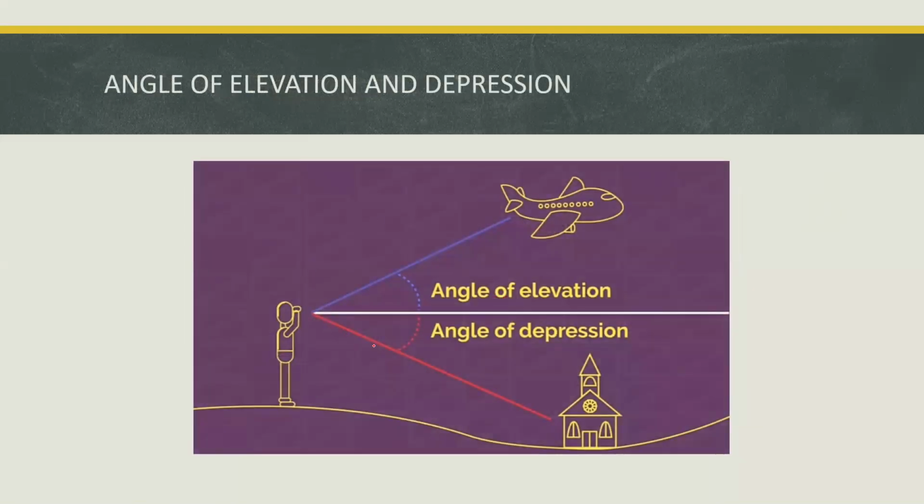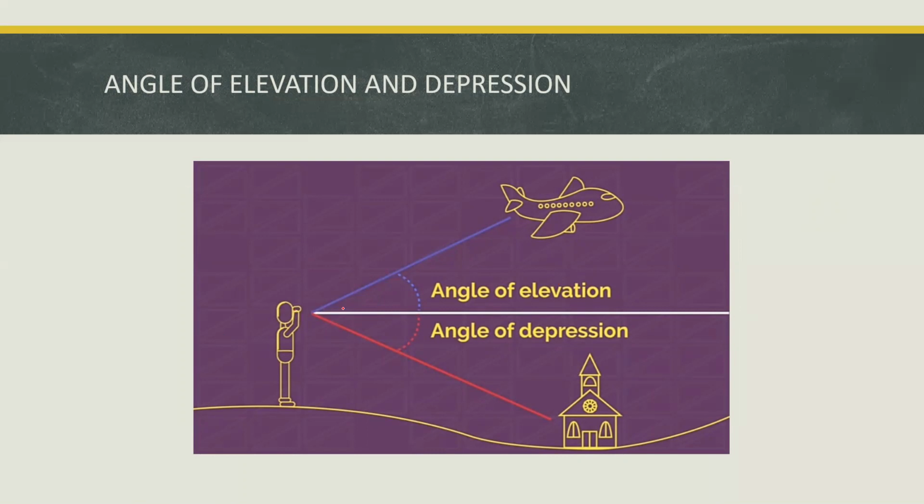Then the angle of elevation and the angle of depression. So this is the normal line, the line along which I'll be looking if I'm looking straight. If I'm looking exactly straight, this is the horizontal line. This is the imaginary line that will form.